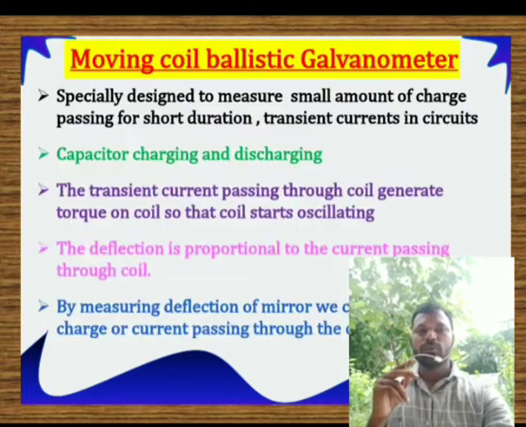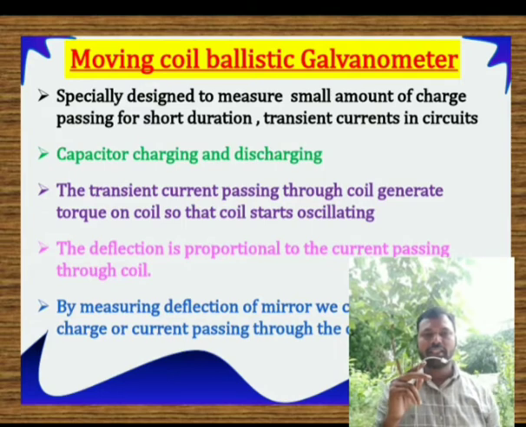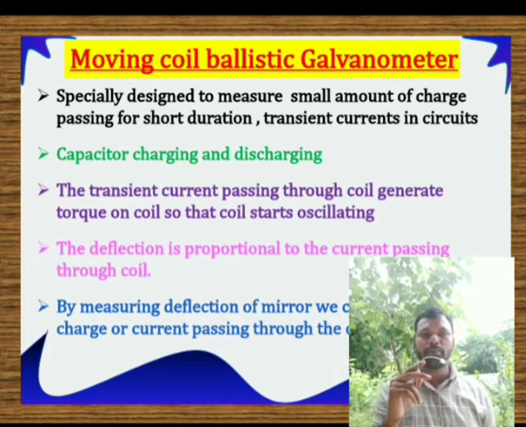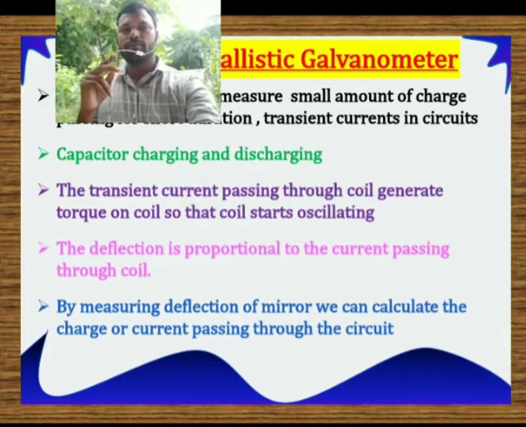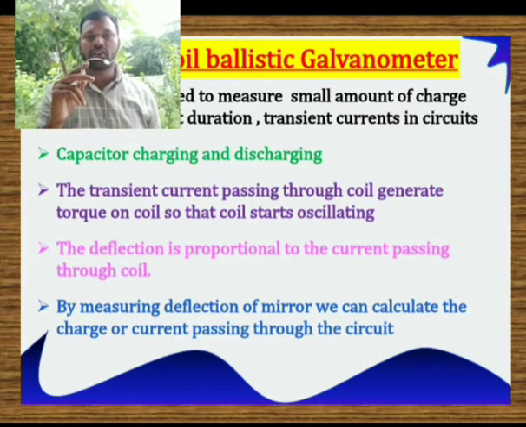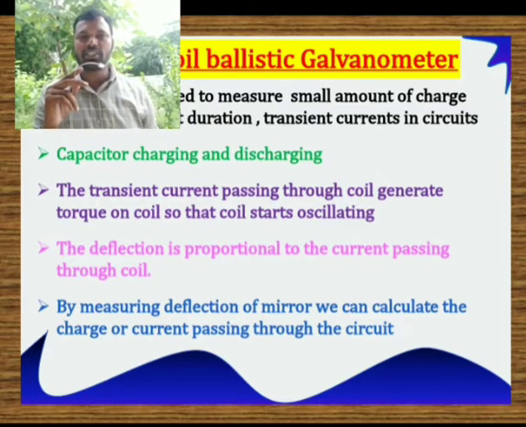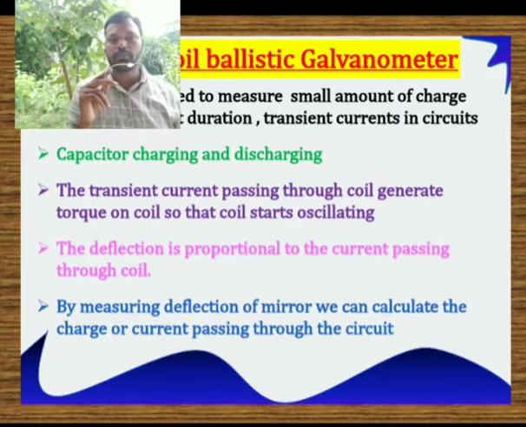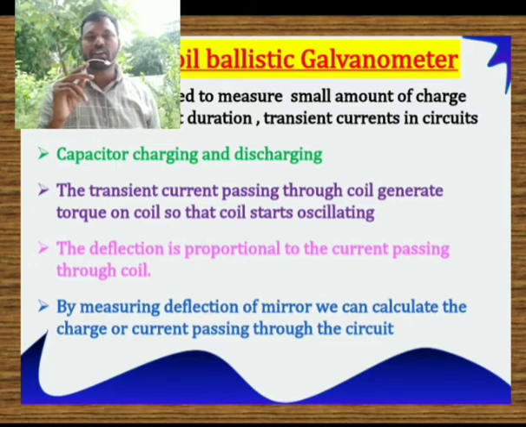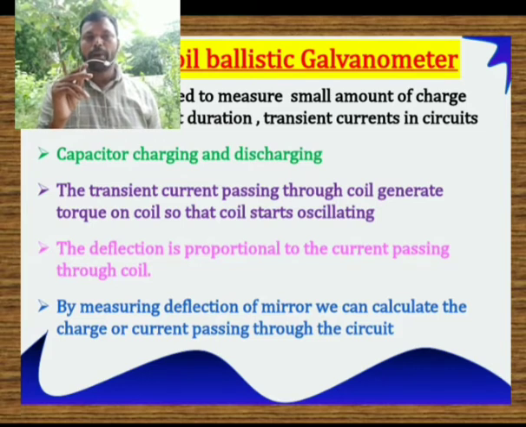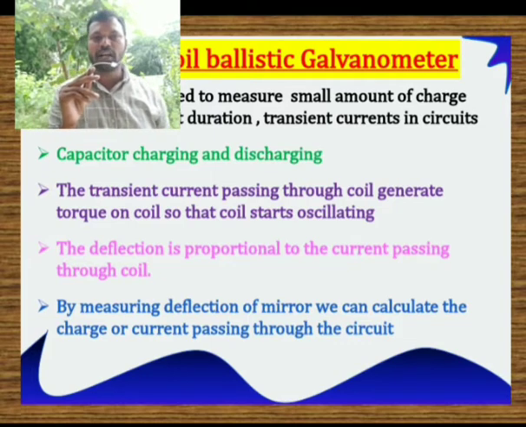Now come to the moving coil ballistic galvanometer. It is specially designed to measure small amounts of charge passed through a circuit for a very short time, called transient current and transient charge. Generally, we use it in capacitor charging and discharging. When a transient current passes through the coil, it generates a torque on the coil. Because of this torque, the coil starts oscillating. By measuring the deflection or oscillating rotation, we can find how much charge has passed through the coil.